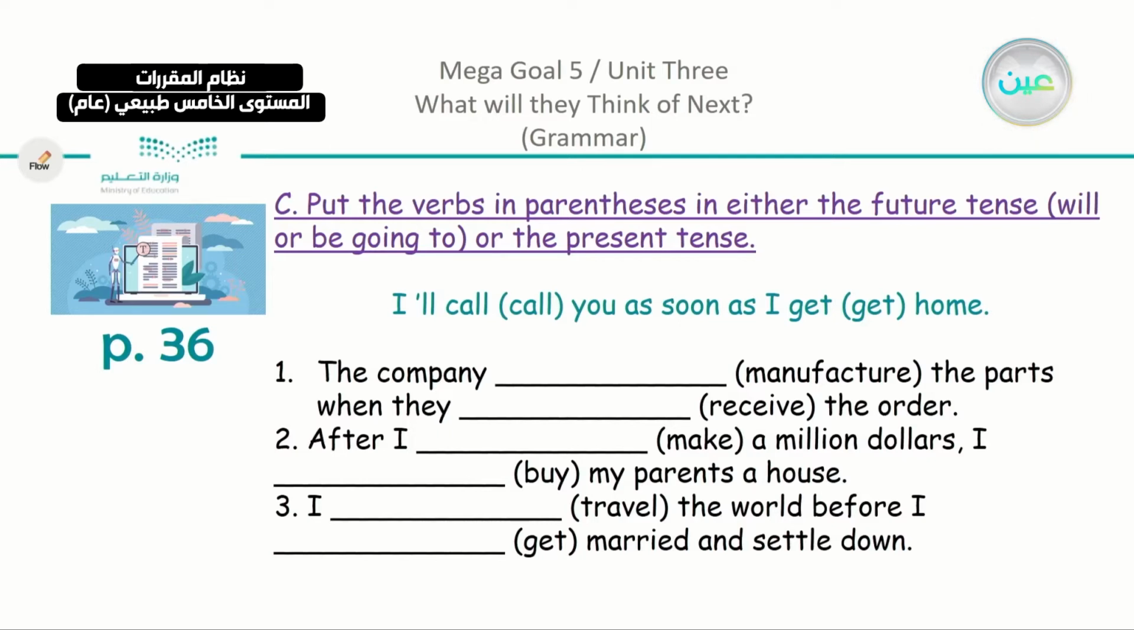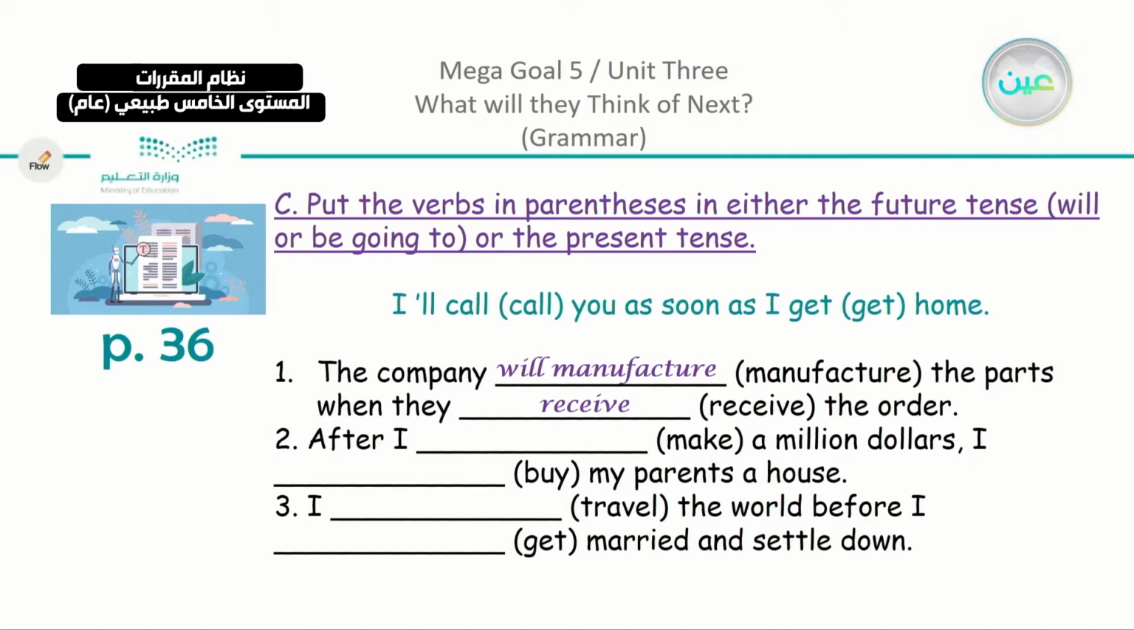Let's see the examples here. We have here the company, manufacture the parts when they receive the order. So we have a company. They are waiting for the parts that they want. When they receive the order, they will work in the future. So here, first I'm going to understand what happens before, and then I can apply and say, for example, the company will manufacture the parts when they receive the order. So one time I use the future because still this is the plan, and the other time the present simple.